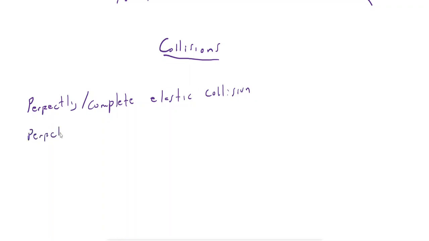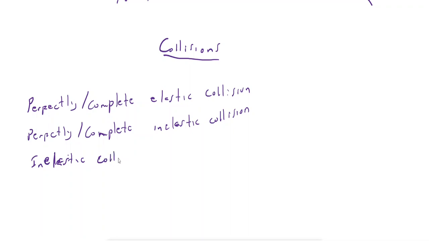Now, there are generally three types. So you either have a perfectly, or complete, sometimes they'll say complete, elastic collision, or you have a perfectly, or complete, inelastic collision, or you could just have an inelastic collision, so it's not perfect. So I'll explain all of this, don't worry about them at the moment. I'm just going to explain everything now.